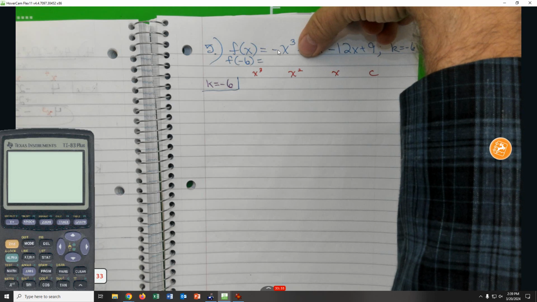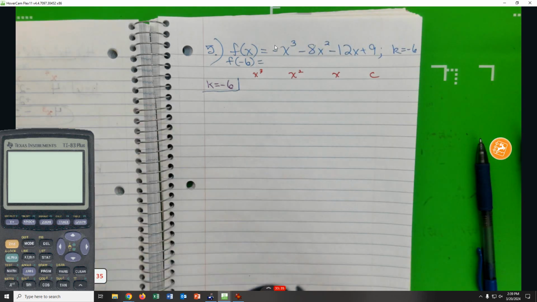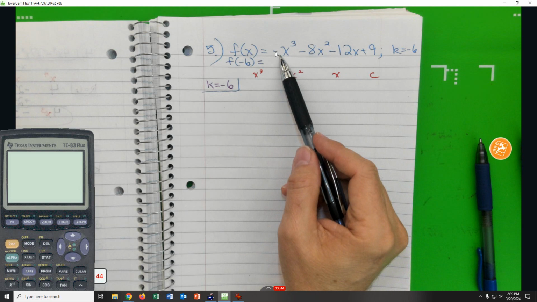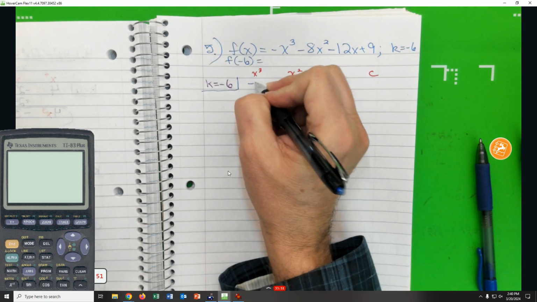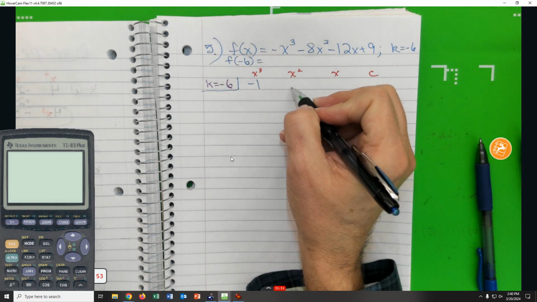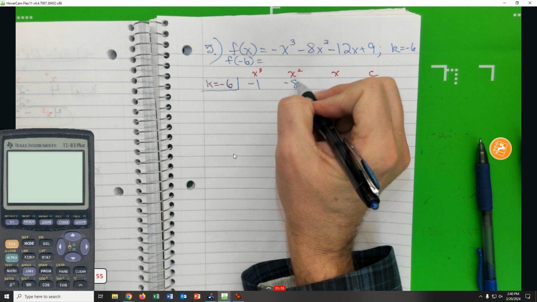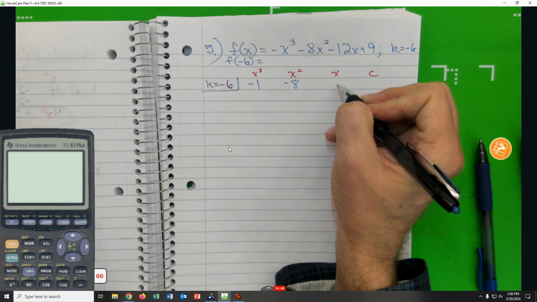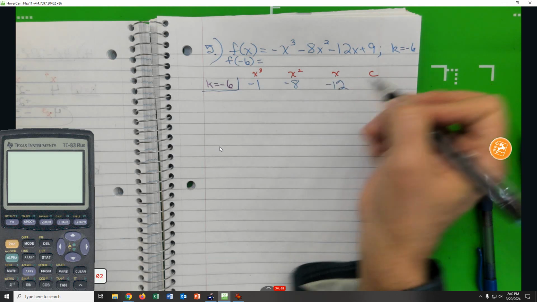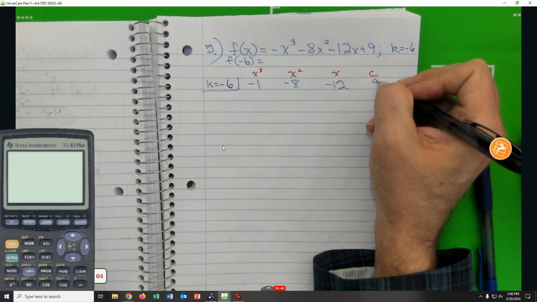I wanted y'all to say 0. And Angelina, she was thinking if the coefficient was missing, then you assumed what? A 1. Okay. So right here, negative. What's the coefficient? -1. Here, -8. Here, -12. And finally here, 9.